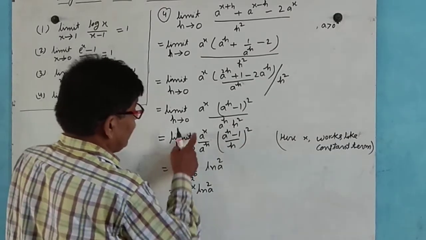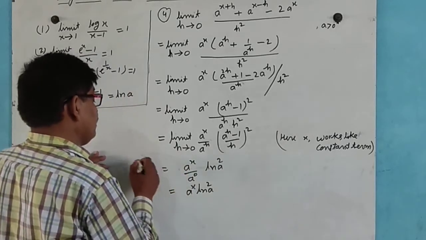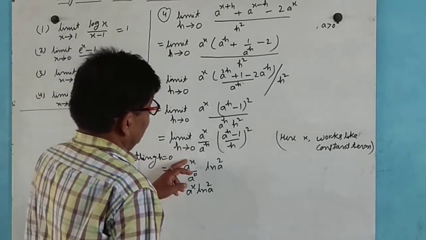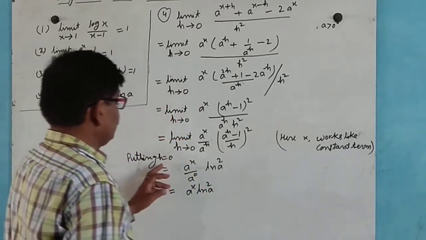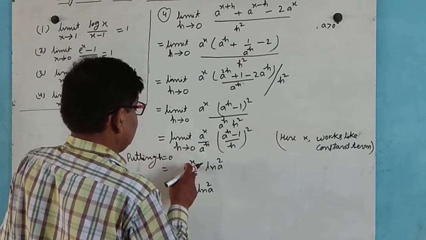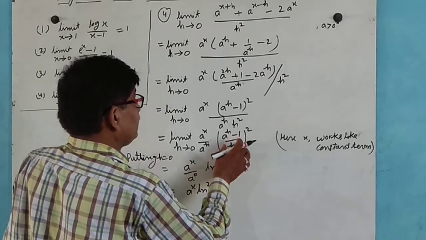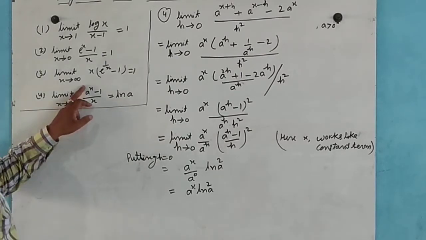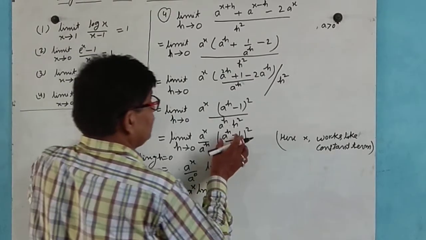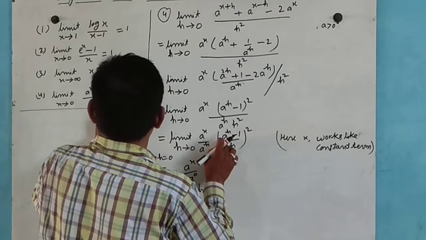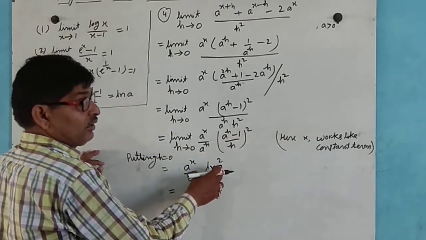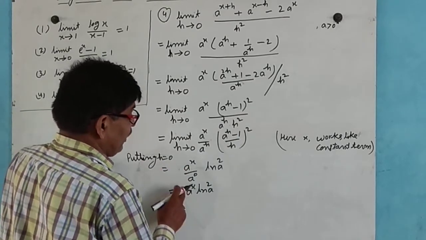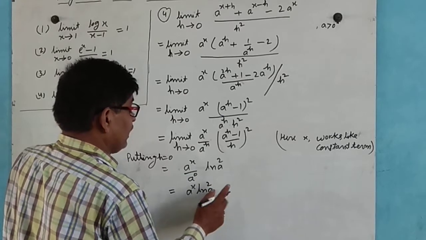Now putting h equal to 0, x is like a constant term, so a to the power x and a to the power 0 remain, and this is (a to the power h minus 1) by h, which tends to log a, so the square is the square of log a, and a to the power 0 equals 1. So the result is a to the power x times the square of log a. This is our answer.